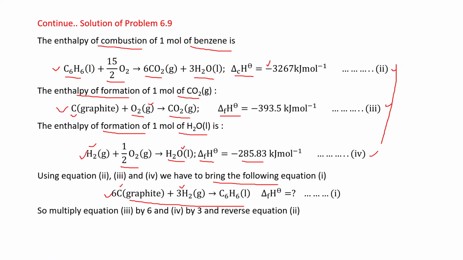We want 6 carbon and 3 H2. That's why equation 3 is multiplied by 6 and equation 4 is multiplied by 3. Clear? At the same time, in this equation this benzene is on the product side, but in equation 2 this benzene is on the reactant side. That's why we will reverse equation 2. Is it clear? Reverse equation 2.